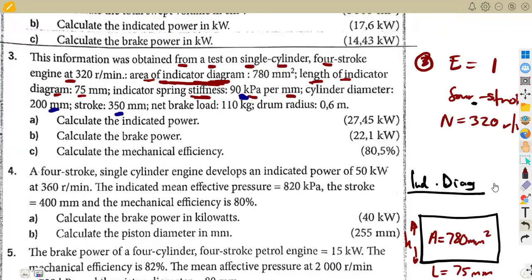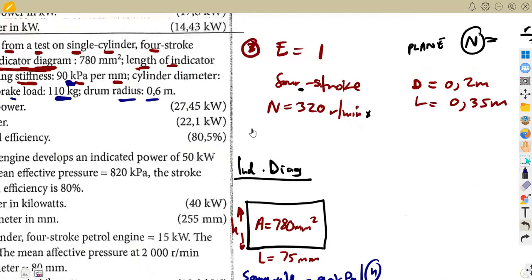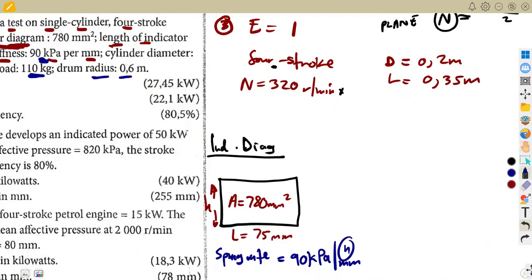Then also they are saying about the brake. The net brake load of 110 kilograms, the drum radius being 0.6 meters. So this is about the brake, where we are going to find the brake power. There we are given on the brake the mass of the load, 110 kilograms, and the radius of the drum, which is 0.6 meters. All right, that's what we have, only this.